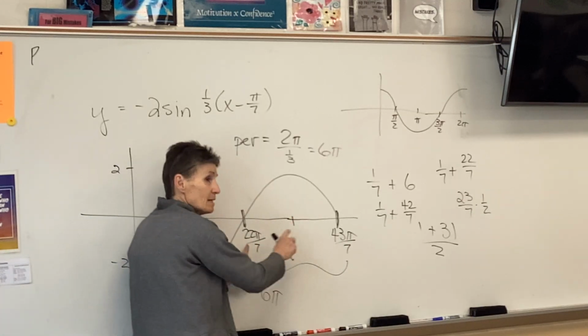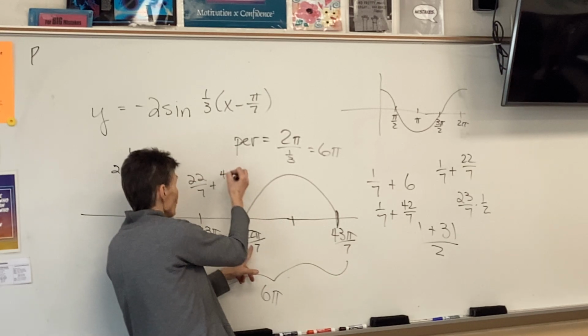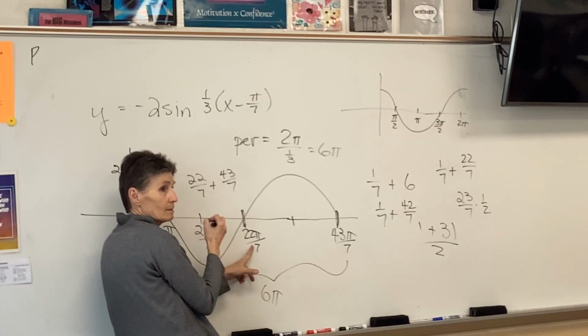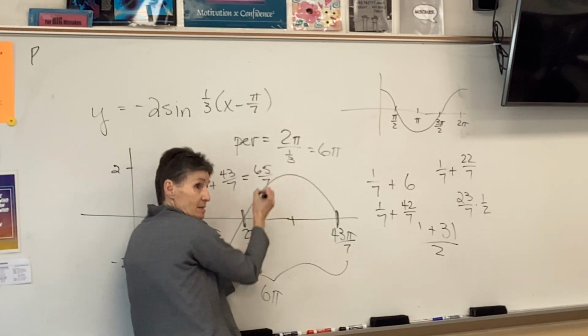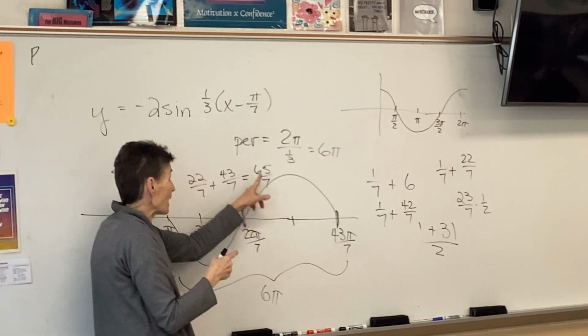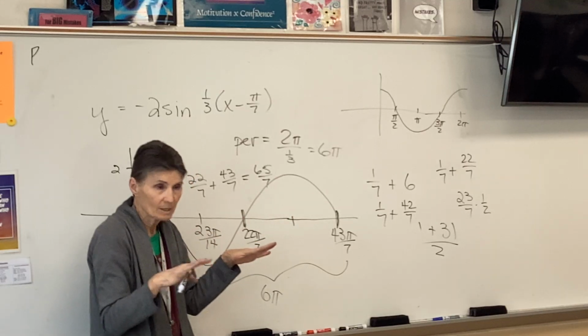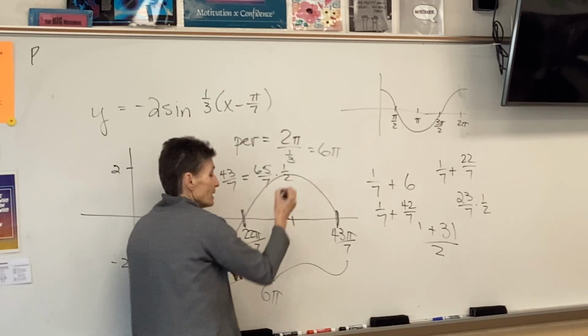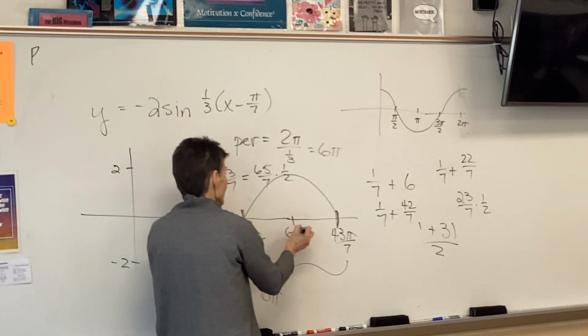Do the same thing here. You have 22/7 and 43/7. That will give me 65/7. Now I need half of that. If that had been 66, I'd be home free, but it's 65. So when I take half of it, I'm going to get 65 pi over 14.